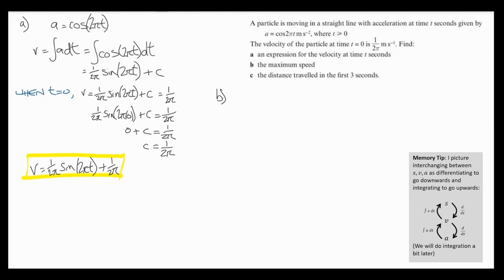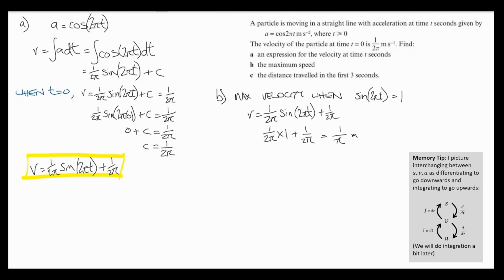Looking at the velocity function that I have, I know that the maximum that I can take is when the trig part is maximized. So the maximum a sine function can take is going to be positive 1. This expression will be its largest when sin 2πt equals 1. Let's just substitute that in. So that will be 1/(2π) times 1 plus 1/(2π). That's 2/(2π), which cancels down nicely to 1/π. So 1/π meters per second. So that's going to be the maximum velocity. That's the maximum this function can be.